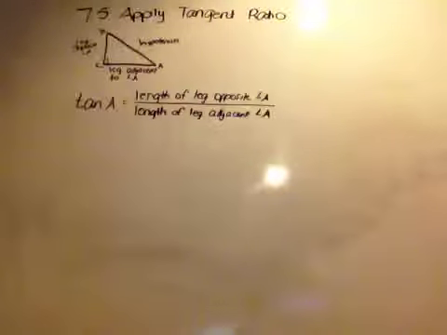Section 7.5, apply the tangent ratio. A trigonometric ratio is a ratio of the lengths of two sides of a right triangle. You will use trigonometric ratios to find the measure of a side or an acute angle in a right triangle. The ratio of the lengths of the legs in a right triangle is constant for a given angle measure. This ratio is called the tangent of the angle.